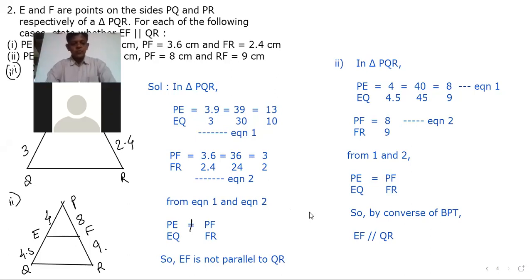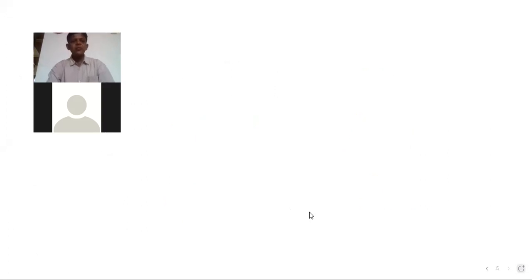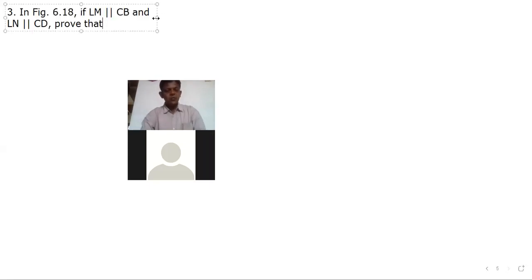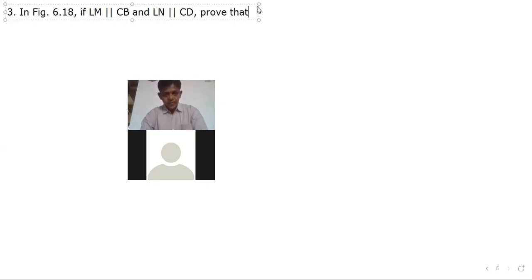Completed all of you? Chalo, question number 3. In the figure, LM is parallel to CB, LN is parallel to CD. Very, very easy question. But this question always comes into the board exam, children. Such an easy question, but yes, it will always come into the board exam. So let us be aware of the fact that this question always comes into the exams. Prove that AM upon AB is equal to AN upon ND.